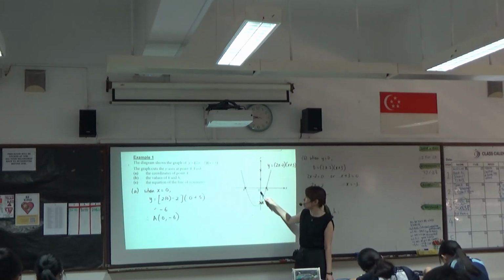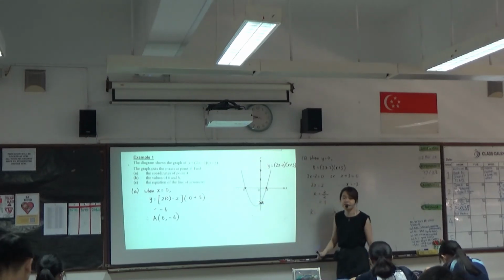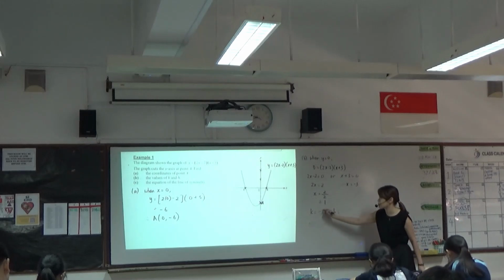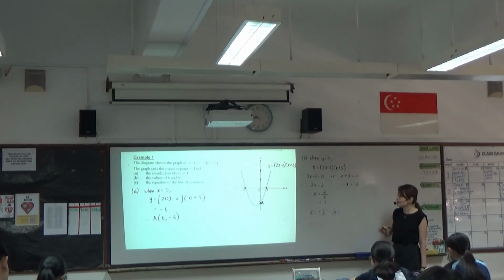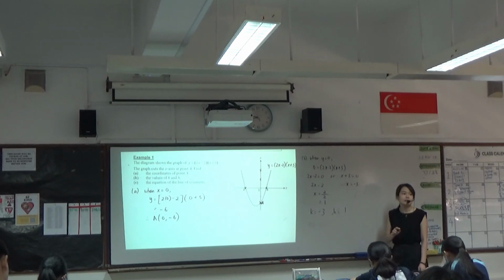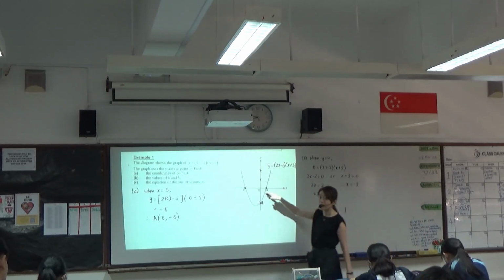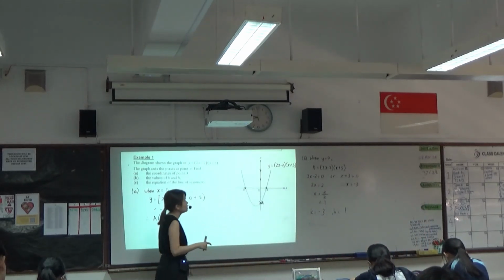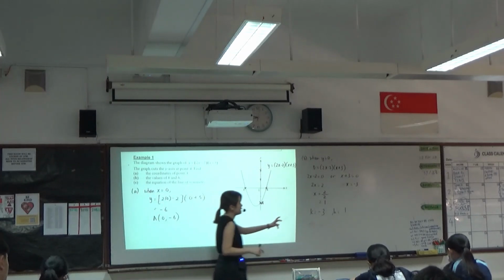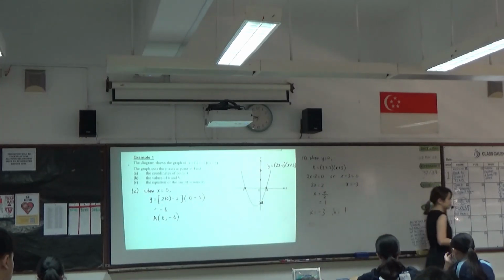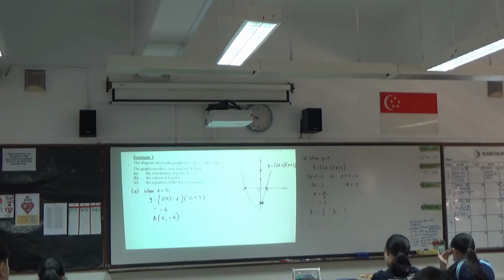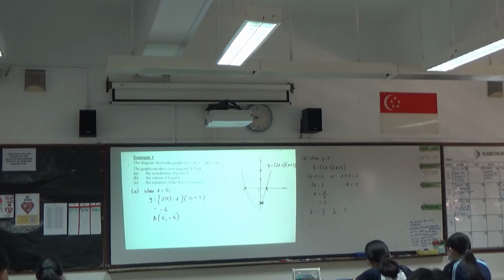And on our number line, left of 0 will have to be negative in value. So k must be negative 3. Then h must be equal to 1. So you must refer back to the graph to know what is the value of k and what is the value of h. It is not by guessing.